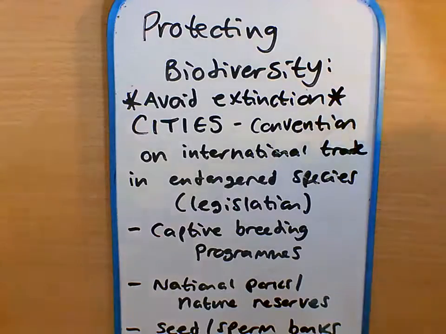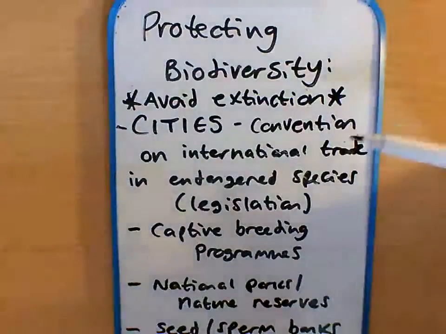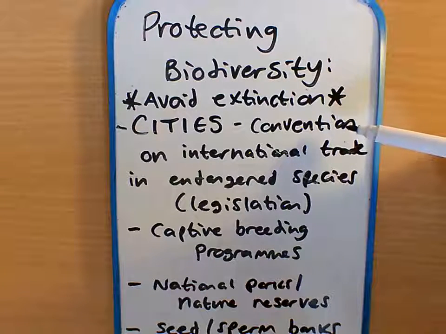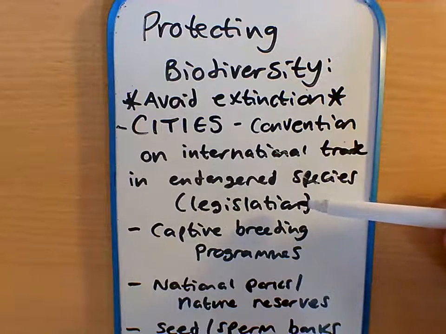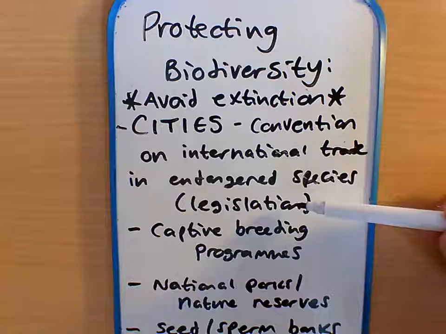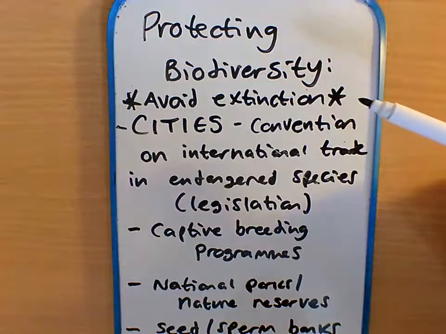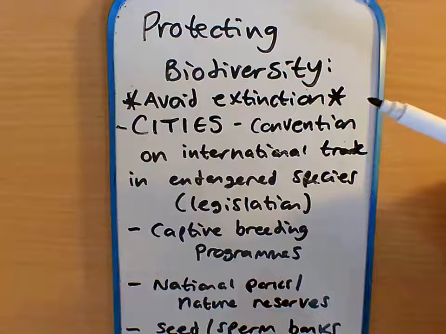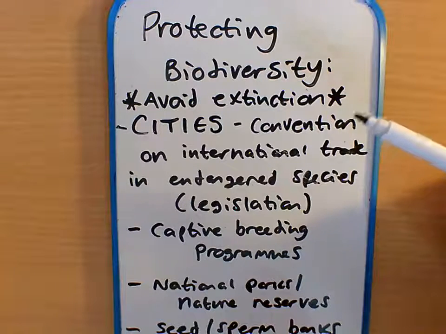Now, there's multiple things we can do to try to protect biodiversity as best we can. One of which is called CITES. Now, CITES is the Convention on International Trade in Endangered Species. It's effectively legislation. So these are laws in place that countries have signed up to stop the international trade of animals, live animals, or it could be parts of animals. A good example is ivory from the tusks of elephants or the horns of rhinos.